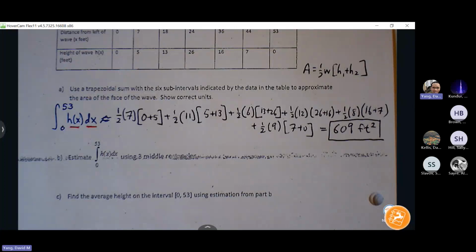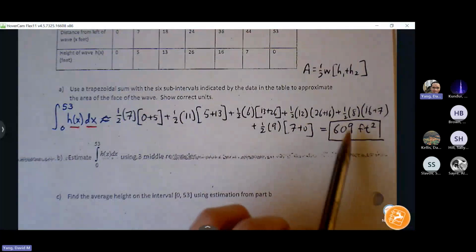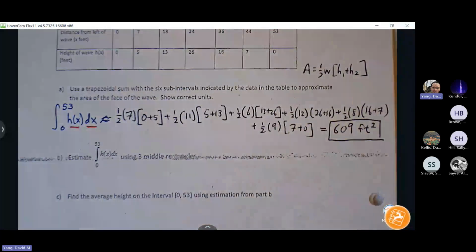Okay, as long as you have those numbers in place, I'll just tell you what that is so you don't have to spend all that time entering your calculator.